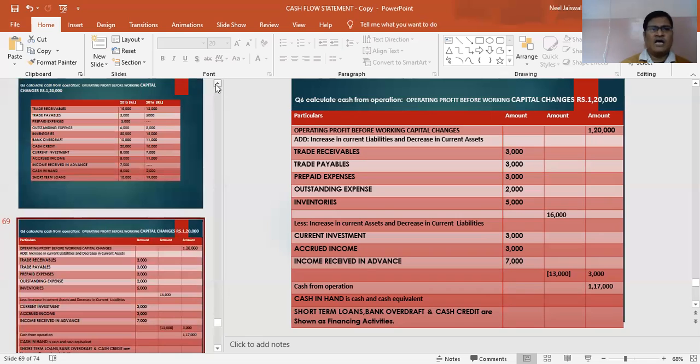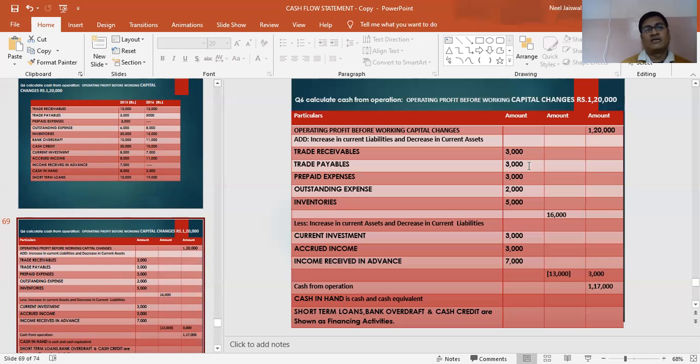How much were the trade receivables? Trade receivables previously were 15,000, and in 2016 it became 12,000. So 3,000 is reduced. Reduced means, as I told you, there is an inflow of cash, and hence it will be added. Similarly, trade payables in 2015 were 3,000, and now it has become 5,000. So increase means you have to add. Trade payables added means we have received the money. Money is inflowing, money is coming in.